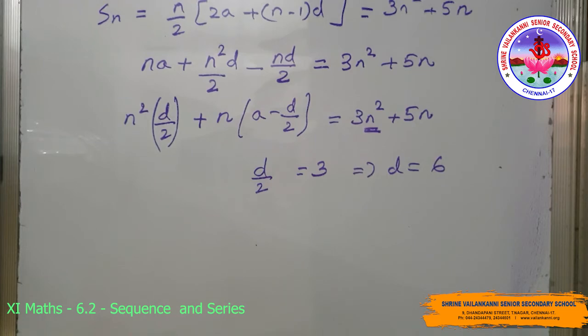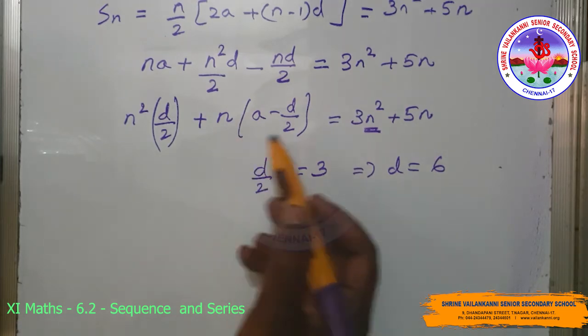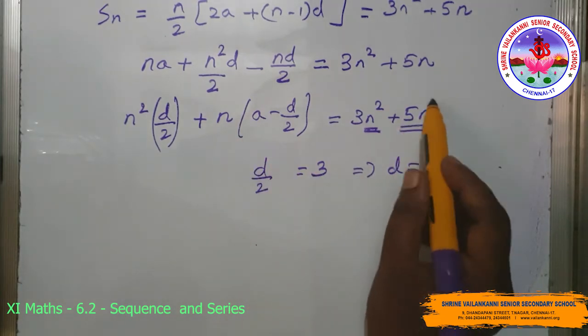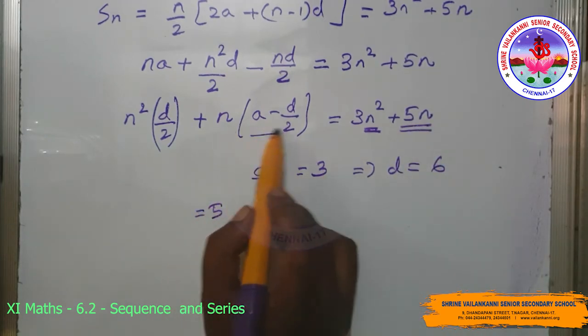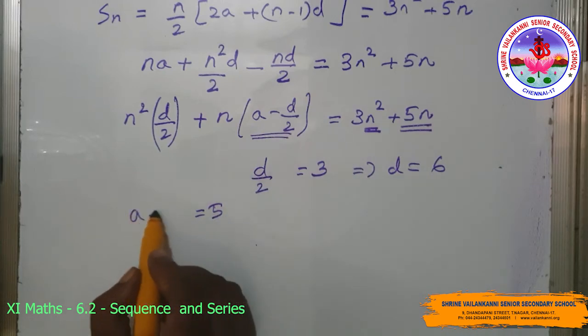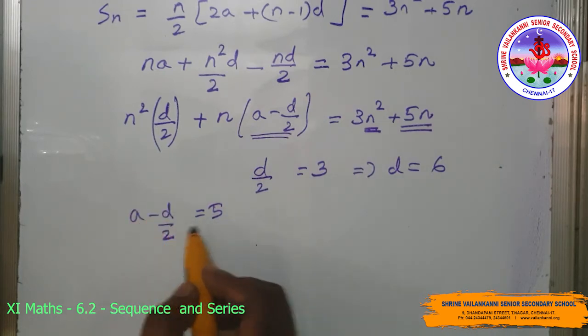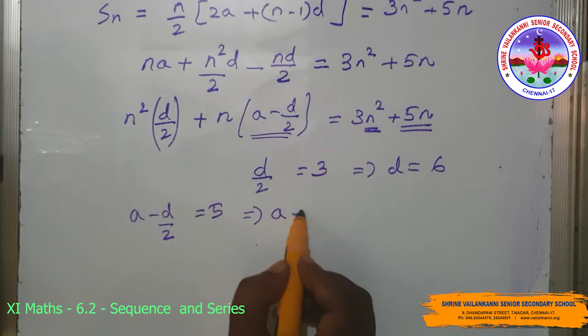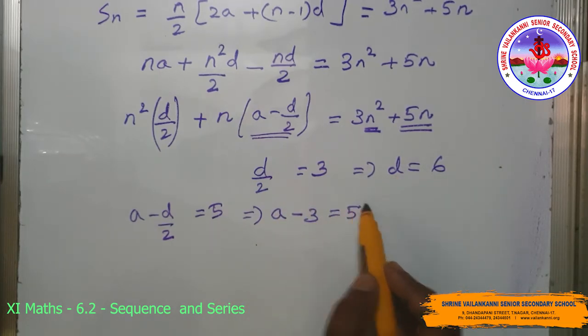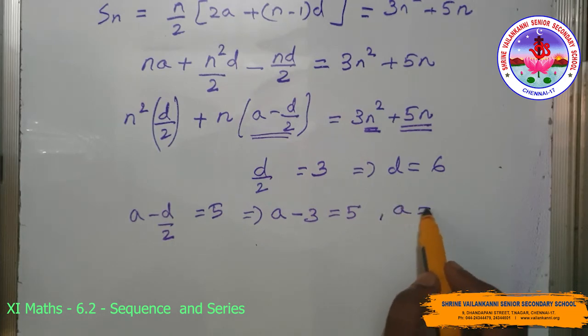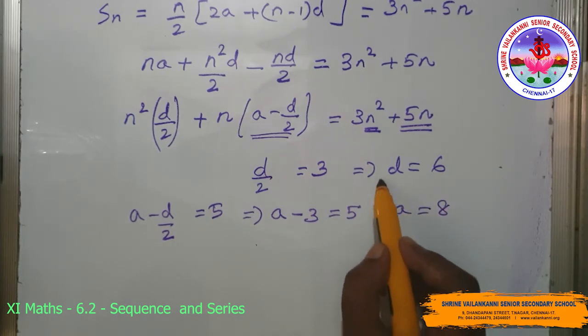Now we have to find a. So comparing the coefficient of n. Here the coefficient of n is 5, and the coefficient of n is a minus d/2, which is a minus 6/2, which is a minus 3, equal to 5. Then a is 8. So a is 8 and d is 6.